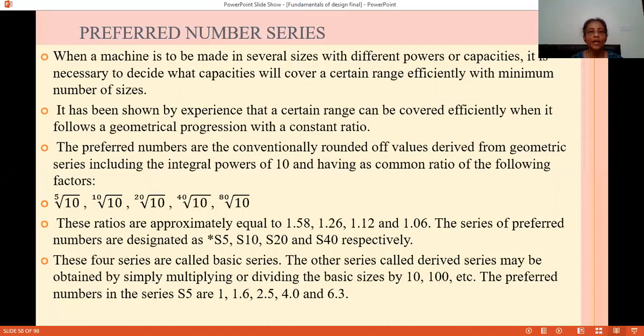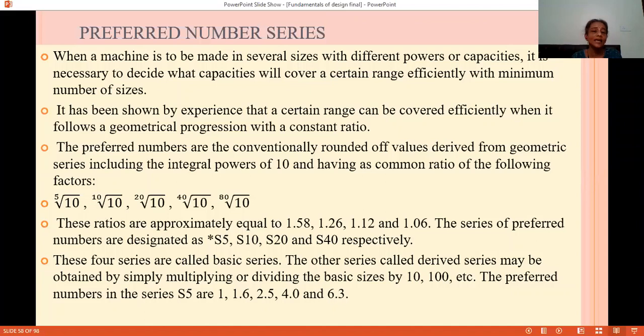The next topic today which we are going to discuss is the preferred number series, which is for minimizing the variations. The number series which we will be using are like S5 series, S10. S5 means the 5th root of 10. S10 means the 10th root of 10. S40 means the 40th root of 10. So whatever are the answers of this 40th root of 10, 80th root of 10, 20th root of 10, that value will be multiplied by the previous value to get the next size.